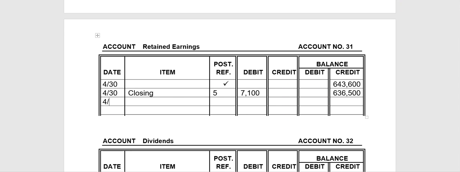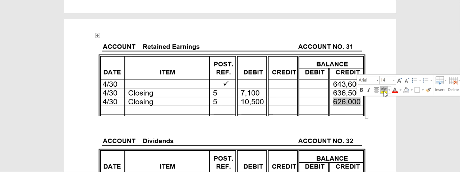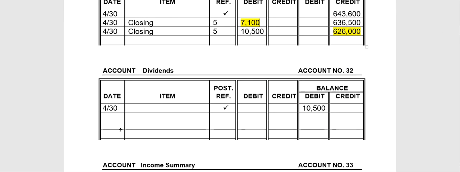So retained earnings, we have a closing. We are debiting it for $10,500. We had a credit balance. This is a debit transaction. Opposites again subtract, so we are left with $626,000 as our ending balance in retained earnings. This $626,000 should match what you'd see on your statement of retained earnings as the ending balance in that retained earnings account. The $7,100 should match what you had on your income statement as a net loss. And we close out our dividends with a credit for the $10,500, making the balance in the account zero.